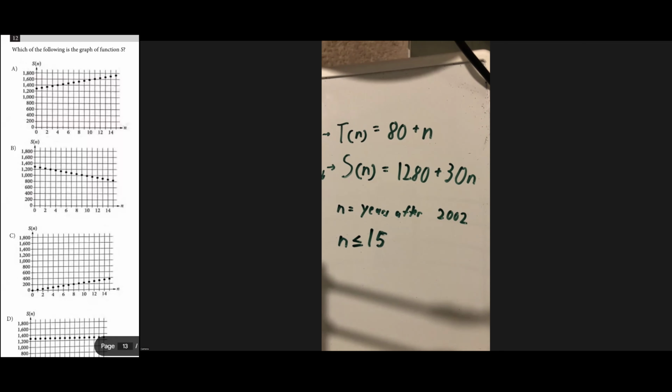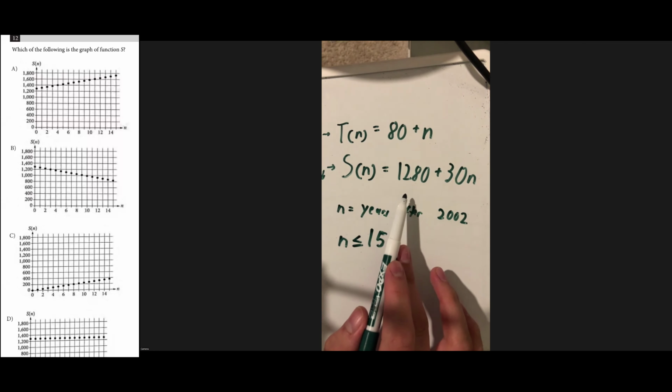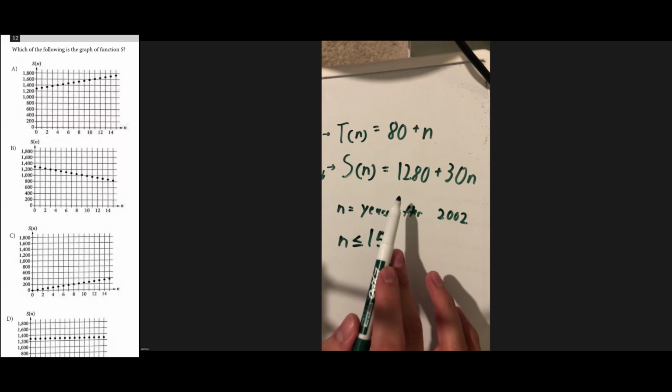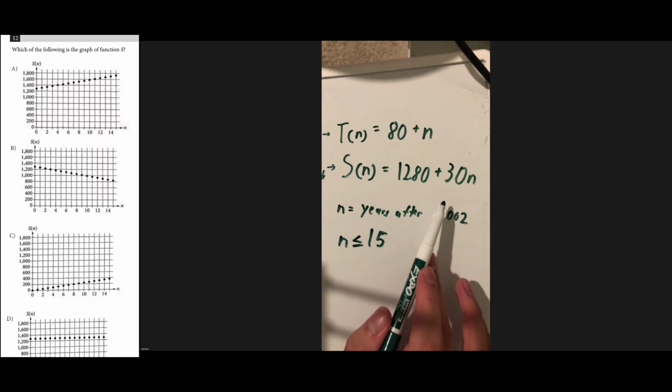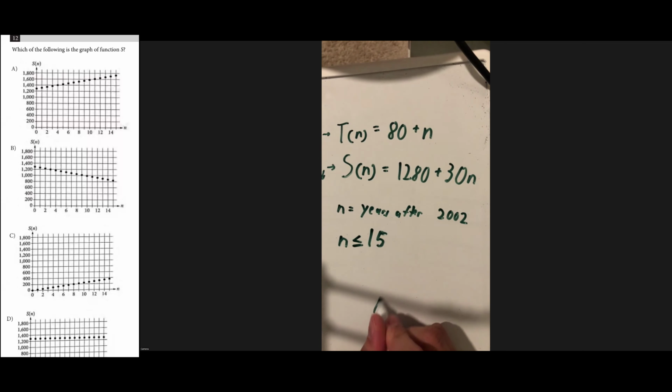Okay, so for question 12, it just asks us to find a graph that matches S of n. So we start at 1280, and we have a positive slope, and we gain 30n every time. And so looking at these graphs, the correct answer here would be A. We start at around 1280, and the slope is positive.